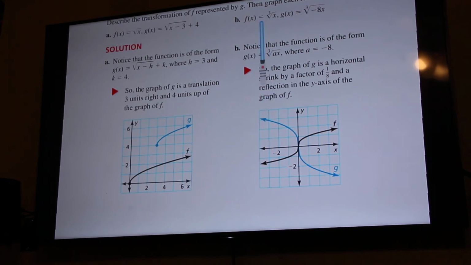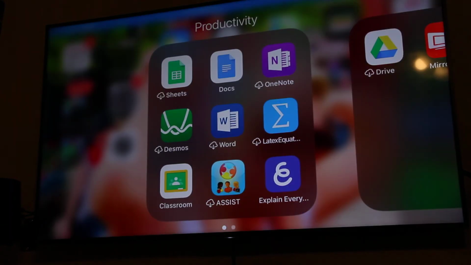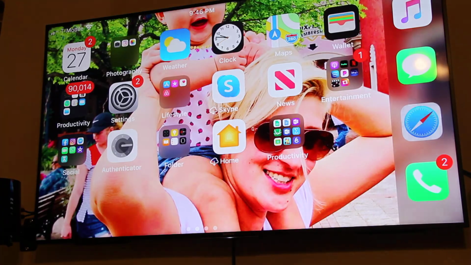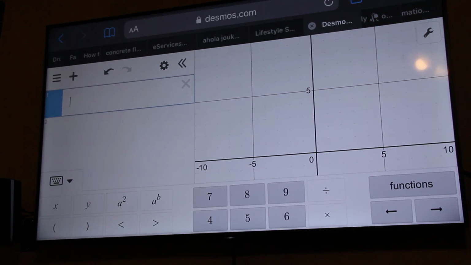So here, they will tell you what your parent function will be, or your original function. In this case, in part B, f of x is your original function. In this case, it's the parent function because it has nothing attached to it, unlike in g, which has negative 8 attached to the x. So how do we know that this graph is going to flip the opposite direction? Again, you can go to the Desmos calculator and easily graph that function and see what it looks like.